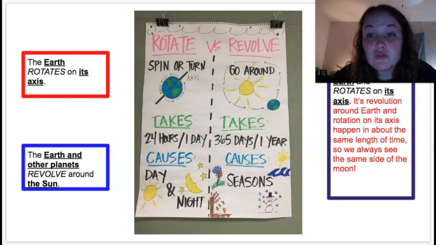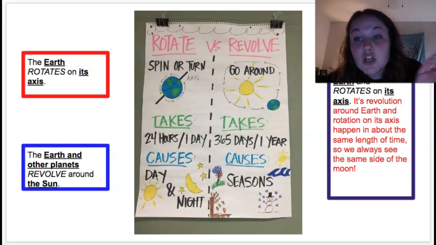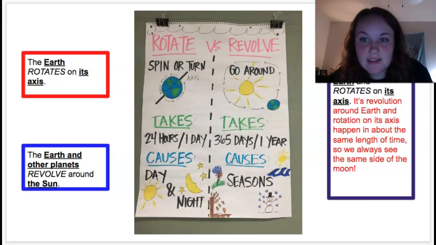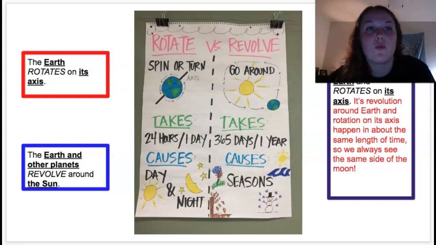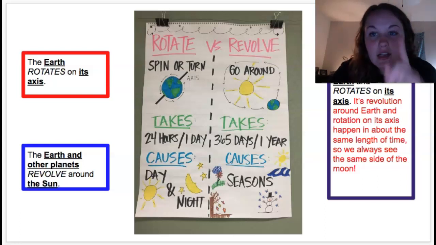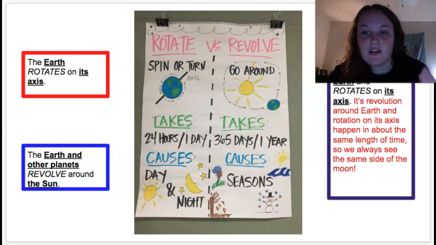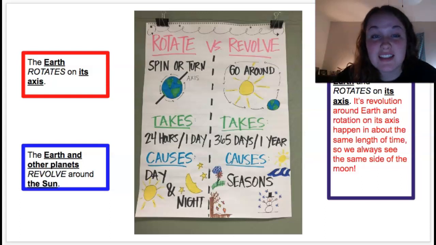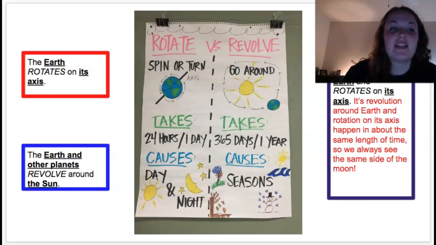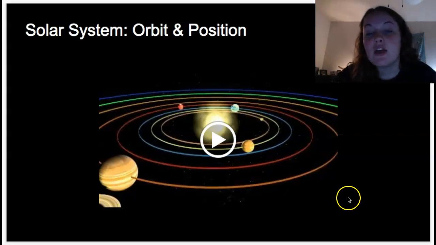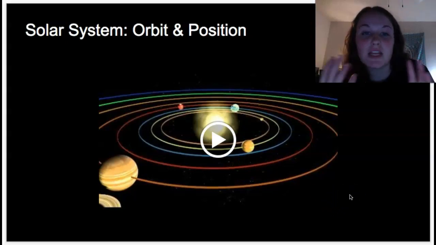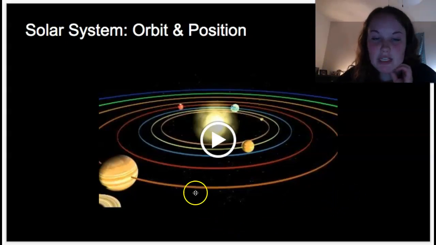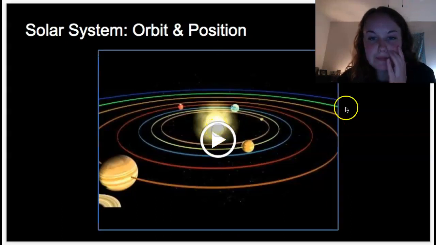Now, Earth's moon revolves around Earth and rotates on its axis. Because it rotates on its axis and revolves around Earth in the same length of time, about a month, it looks to us like we always see the same side of the moon. Now, I'm going to show you a video that will demonstrate how the planets orbit and their position in relation to the sun. So take a look.